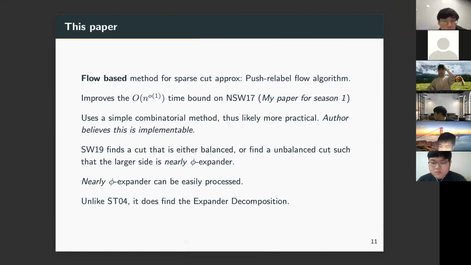SW19, I'll just call it that. It finds a cut that is either balanced, or it finds an unbalanced cut such that the larger side is nearly a phi expander. A nearly phi expander can be easily processed.